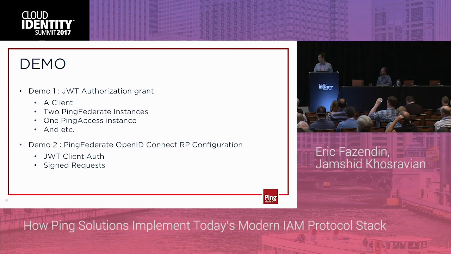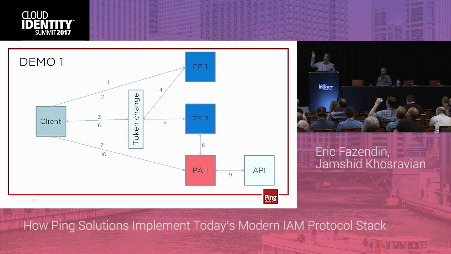Hopefully I can do a quick run of setting up an OpenID Connect relying party connection using JWT client auth and signed requests in PingFed, if the connection stands. So this is going to be the demo one. We have a client. It's an Android client. I'm a Java developer, but I'm not an Android developer, so it's not going to look good, but it's going to do what it's supposed to do. I'm going to go through each piece one by one.